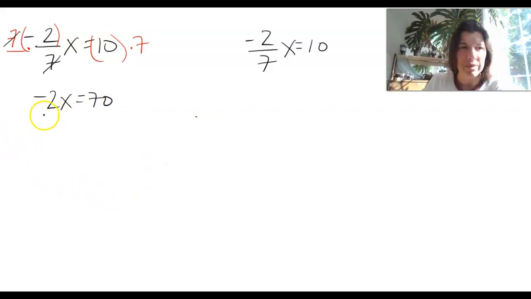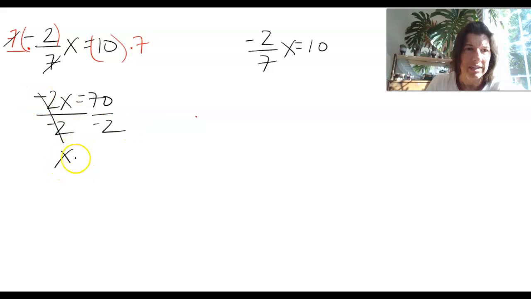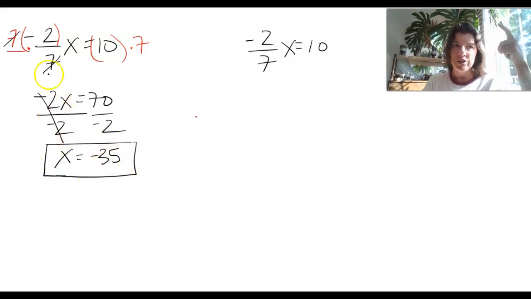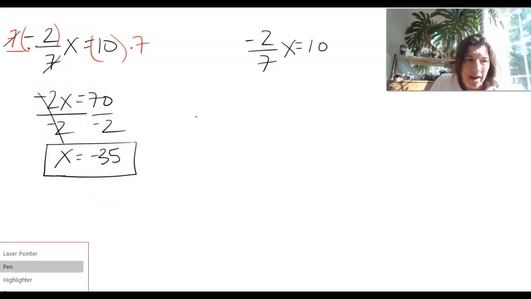Last step, divide both sides by -2. And our final answer, we get x equals -35. So that's one way to do it in 2 steps. First, get rid of the denominator, and then undo the multiplication portion. There's also a way to do it in 1 step.